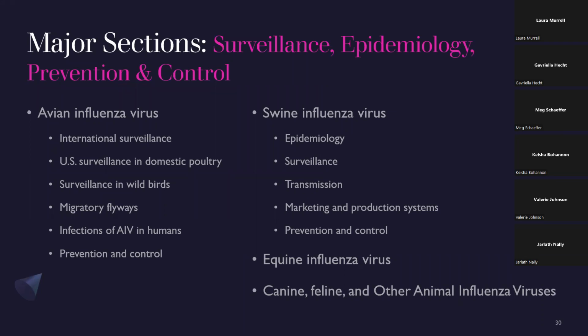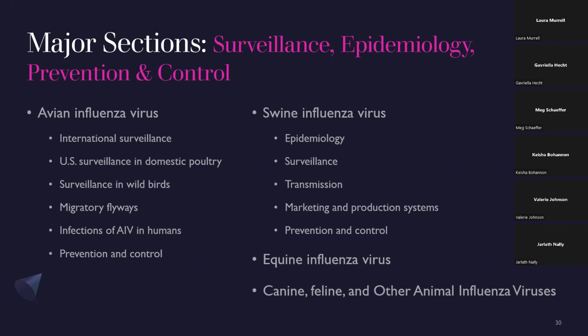Also contained within this major section are subsections on avian influenza and swine influenza. These are more specific to recent events and recent surveillance resources, including guides and resources on how to manage these situations if they emerge in your jurisdiction. For avian flu, topics covered include international surveillance, such as resources from OIE WAHIS, and US surveillance of domestic poultry, wild birds, the impact of migratory flyways, infections of avian influenza virus in humans, as has just occurred in the state of Colorado, and prevention and control of those situations as they are detected.